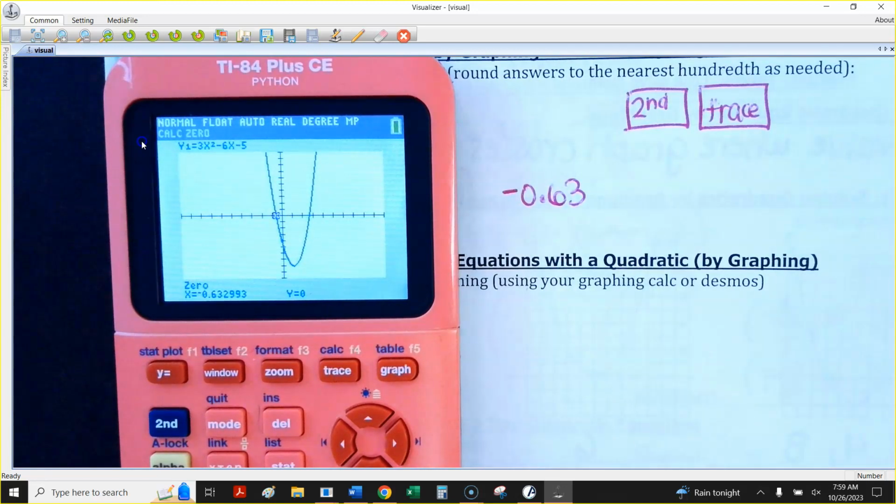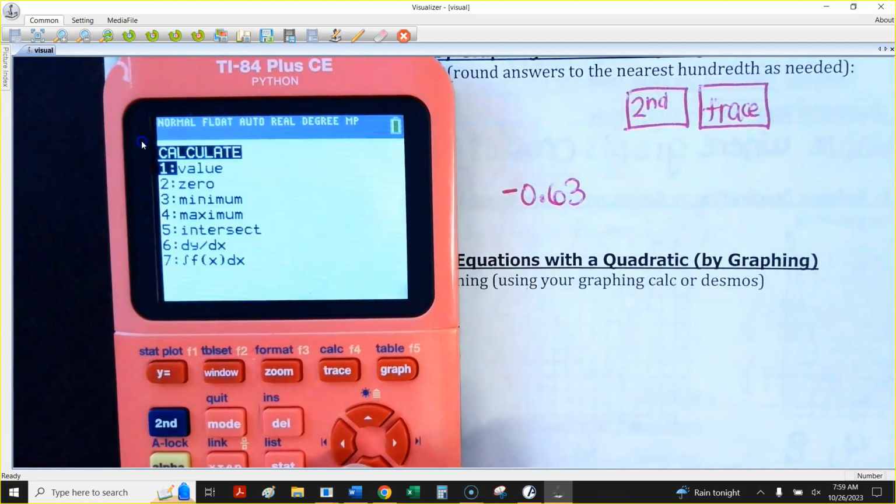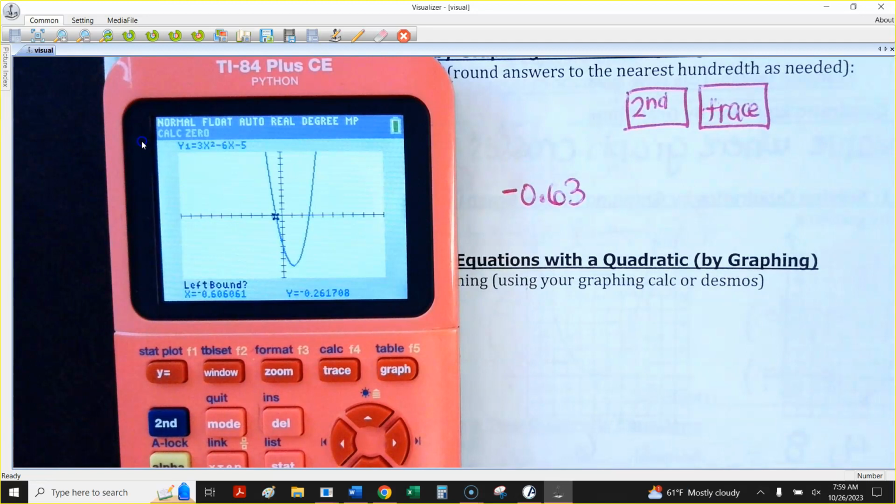And to get the other one, we're going to repeat the process. So there's another 0 over here, so I'm going to repeat the process. I'm going to hit second trace, 0. All right, now I'm approaching this 0 here, so I'm going to move my little cursor guy.